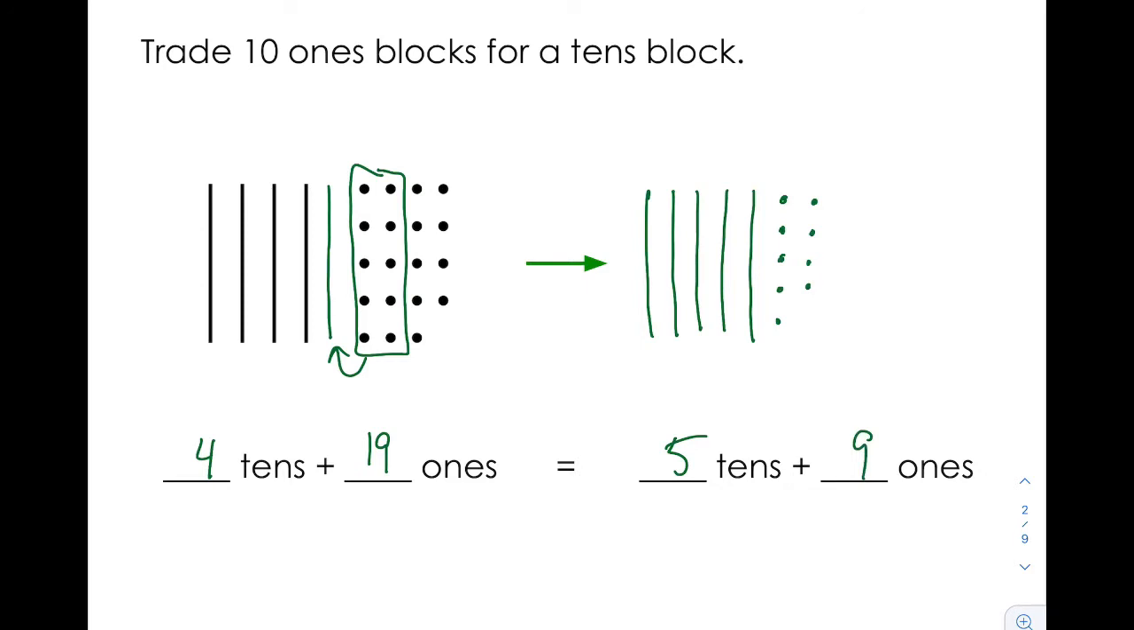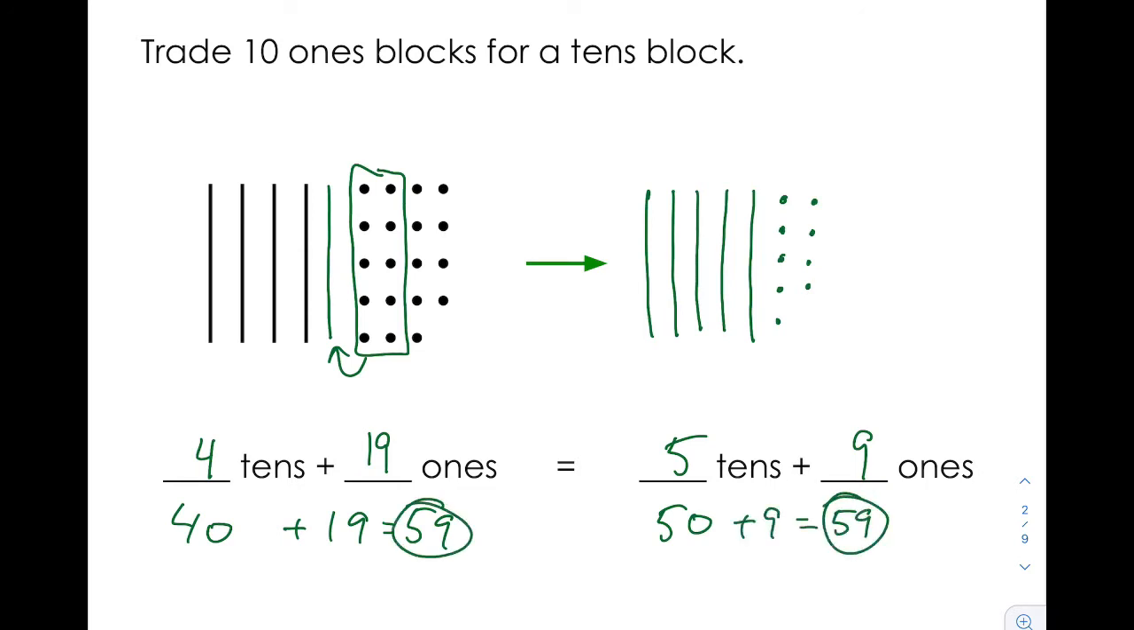4 tens over here makes 40 plus 19. If you do the math, that makes 59. And here we have 50 plus 9, which makes 59. We see that those two numbers match up. So that's one way to check that we have regrouped correctly.